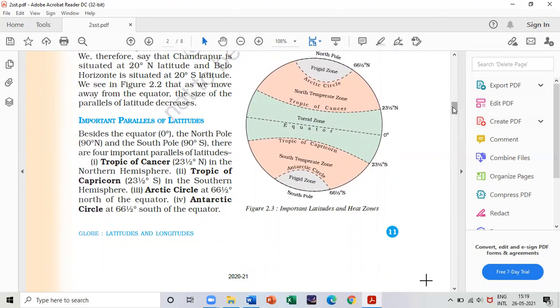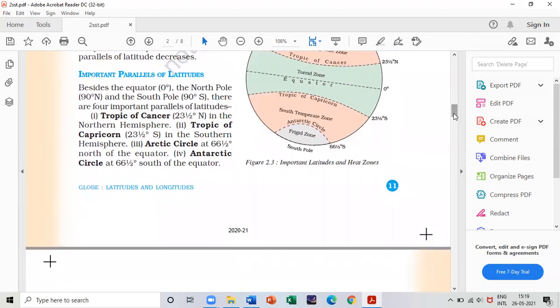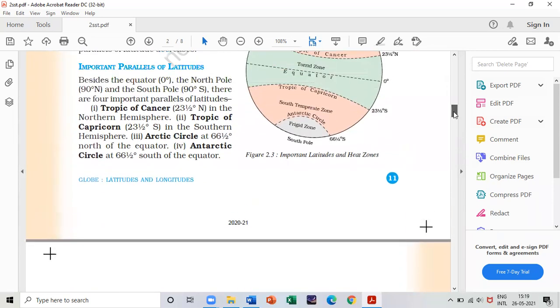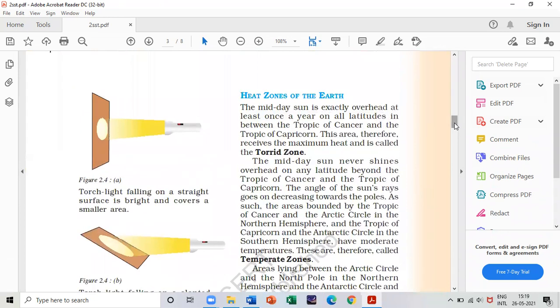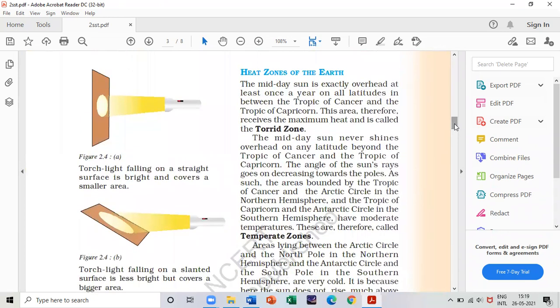It can come along with all of them, and you can get them separately. That is what you mean by Tropic of Cancer, Tropic of Capricorn, Arctic Circle, Antarctic Circle, everything, that is, the latitudes. Next you will learn about the heat zones of the earth.